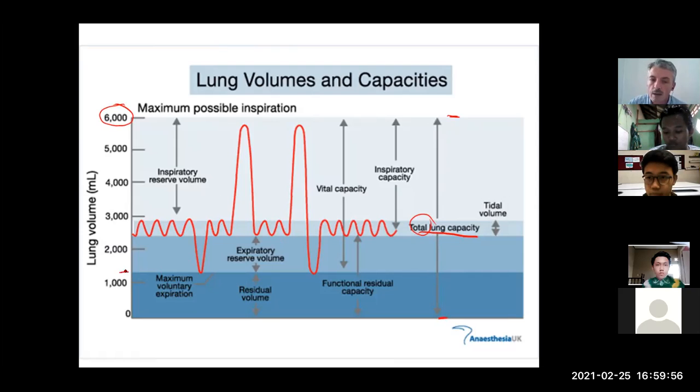We don't do that. Even if we try to remove all of the air, we cannot remove some of it. If you are living, if you are not dead, this volume is called the residual volume. It's always there. You cannot remove it. The numbers are not important, but the names are important. Numbers change from person to person. So residual can't be removed. Always there.